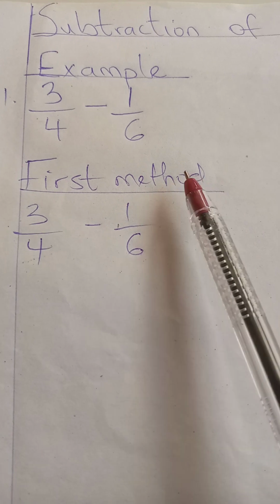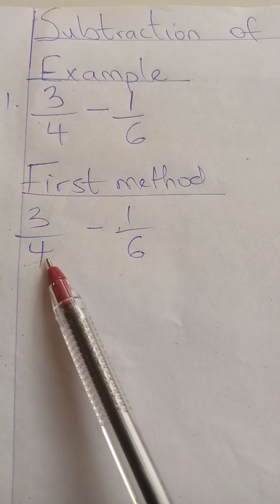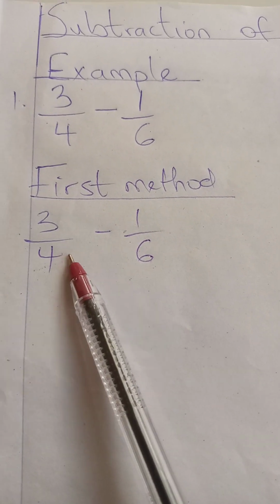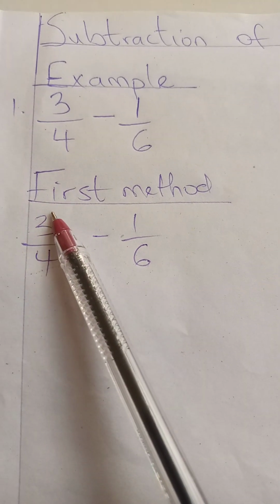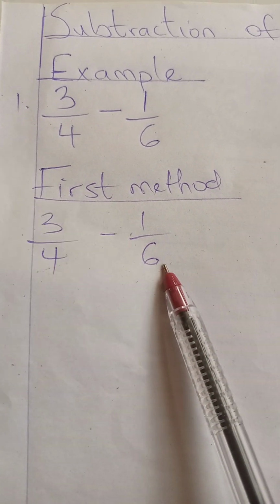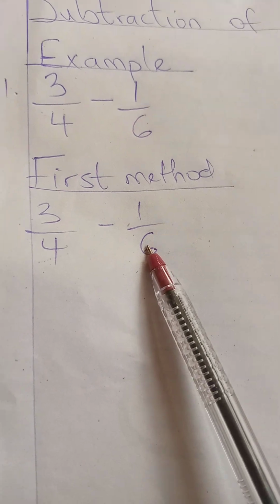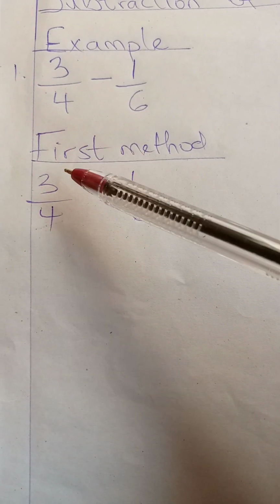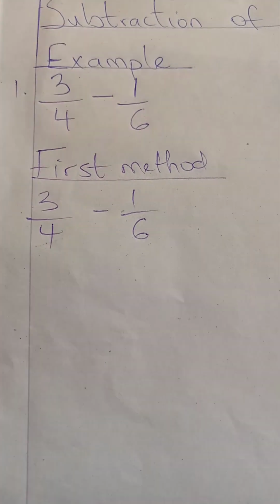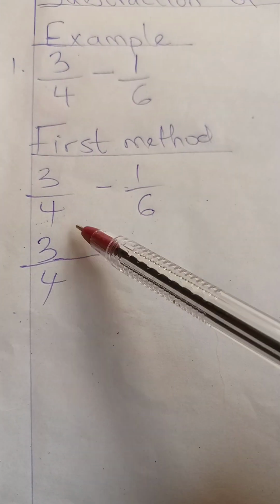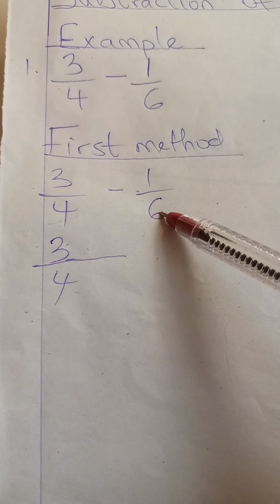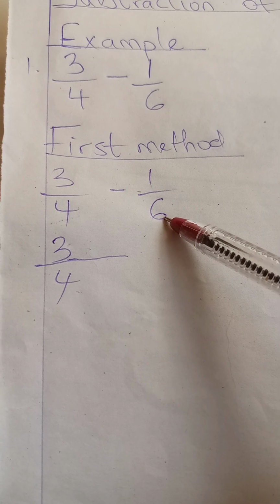The first method is I'll make use of equivalent fractions by making the denominators of these fractions become the same. We have two fractions here, 3 over 4 minus 1 over 6. So I'll make the denominators of these fractions become the same. What I'll do is write the first fraction out, which is 3 over 4, and multiply this numerator and this denominator with the denominator of this second fraction.